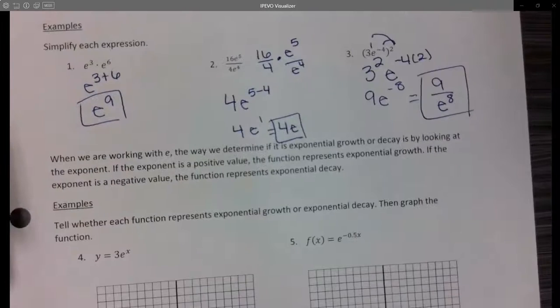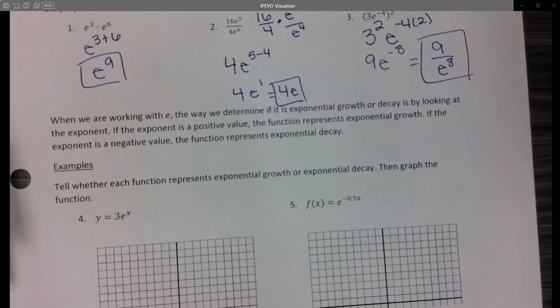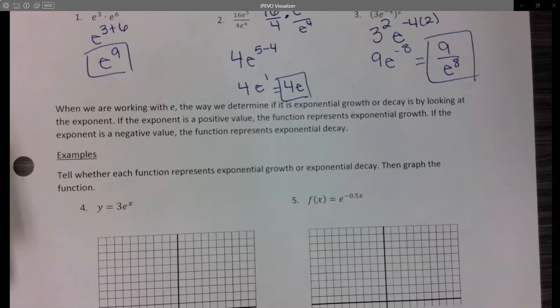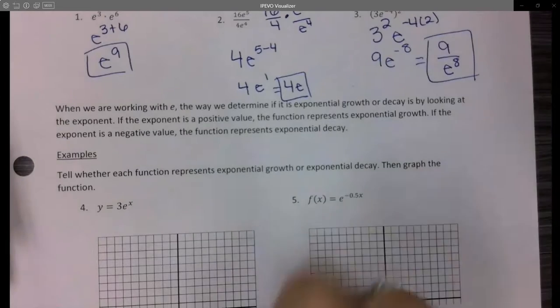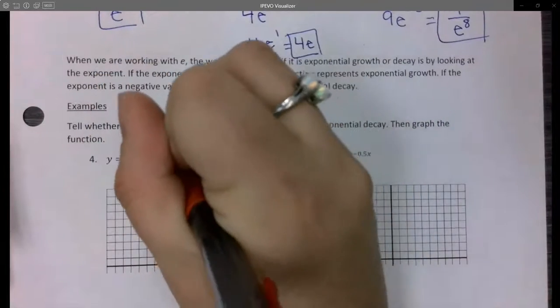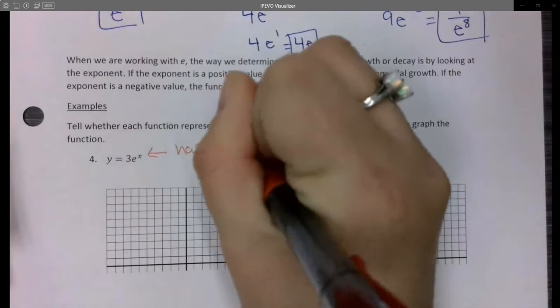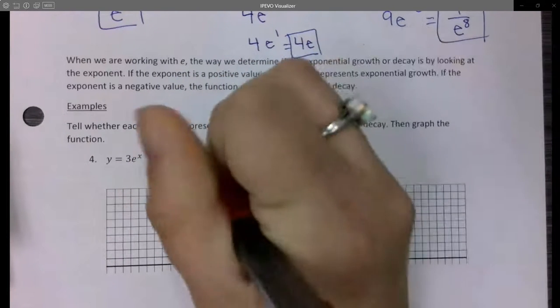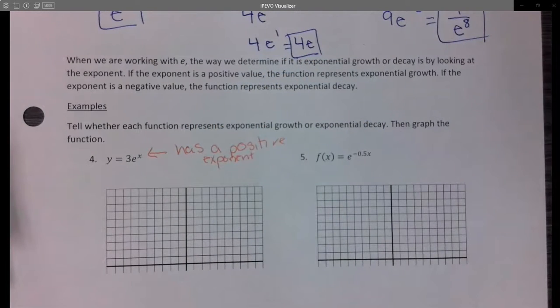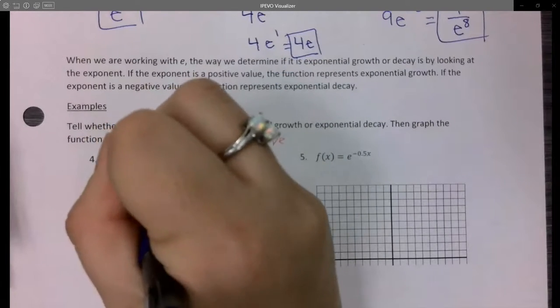Okay. So the next thing is with exponential, not exponential, with e functions. The way I decide if it's exponential growth or decay is if I look at my exponent. If it has a positive exponent, it is exponential growth. If it's a negative exponent, then it's exponential decay. So if I take a look, number 4 has a positive exponent. So this one is going to be exponential growth.